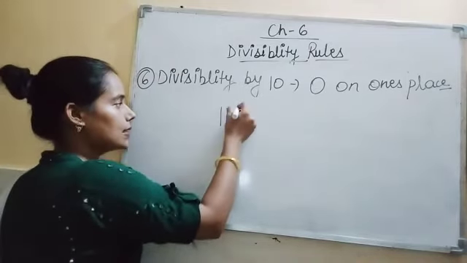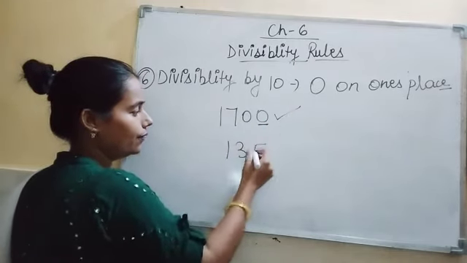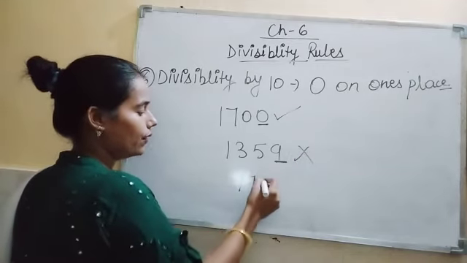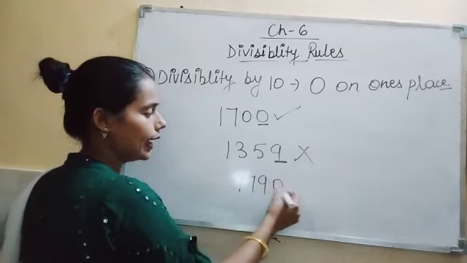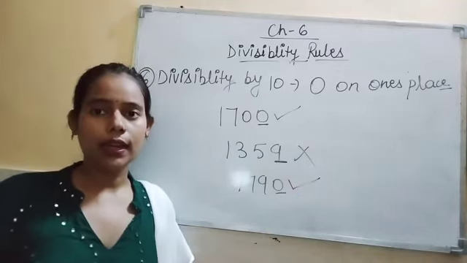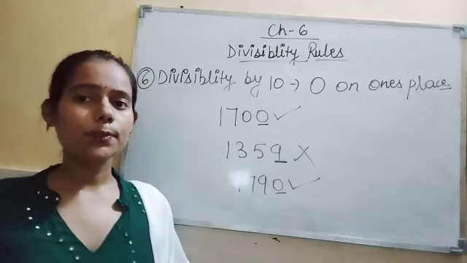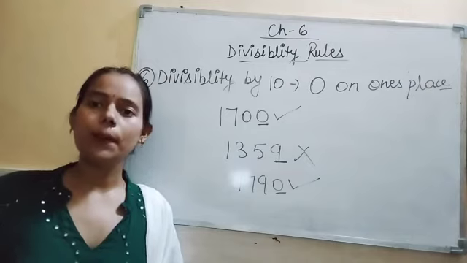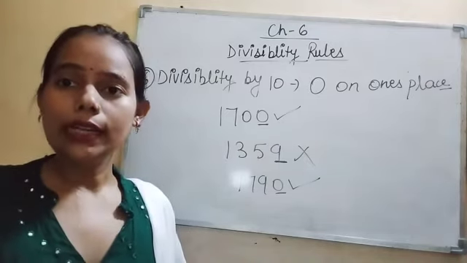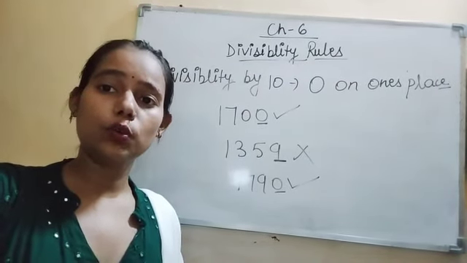Like I have 1700, so our ones place is 0, it is divisible. 1359, the ones place is 9, it is not divisible. So 1790, if it is 0, then it is divisible. If the ones place is 0, then we can divide it. Otherwise, if any other number 1 to 9 is written on the ones place, then we can't divide this particular given number by 10. So class, these are the divisibility rules. So learn it and apply it and check whether it is divisible by this rule or not.